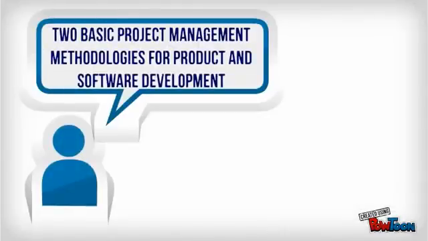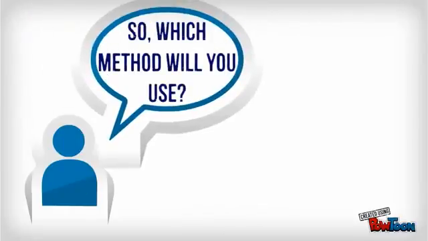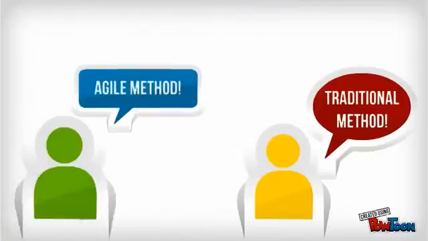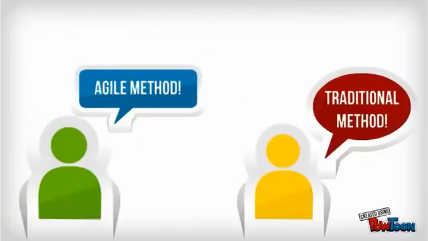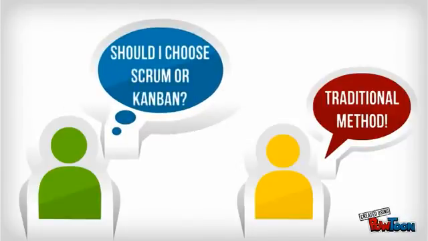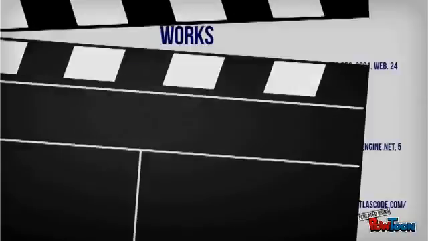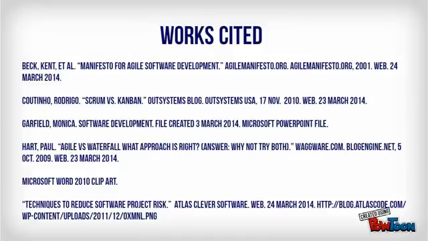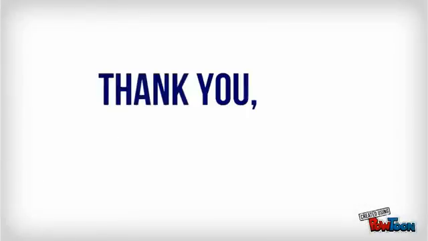Today, we reviewed the two basic project management methodologies for product and software development, the traditional and the Agile methods. Additionally, we looked at 2 sub-approaches within the Agile framework, the Scrum and the Kanban methods. Hopefully, the knowledge provided today will help you choose the best methodology for your projects going forward.